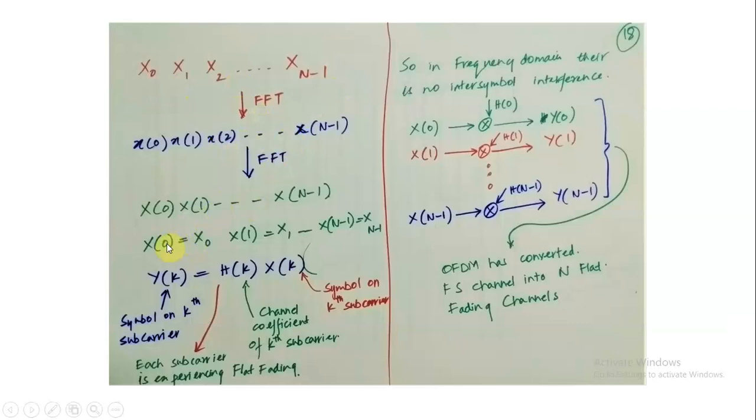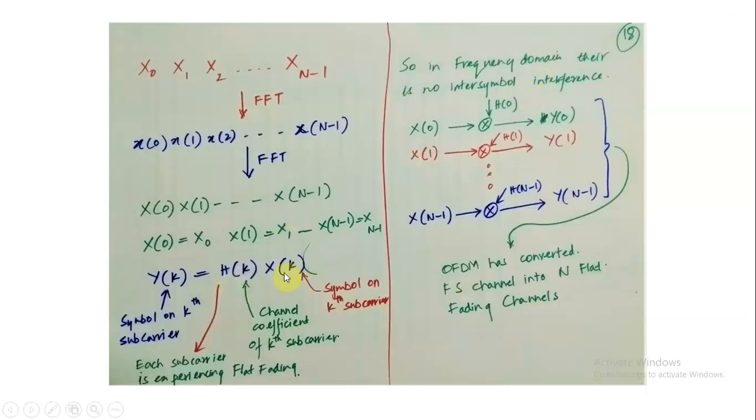So this x0 is simply equal to x0, at time instant 1 it would be equal to x1, and at time instant N minus 1 it would be equal to x_{N-1}. So the symbol on the kth subcarrier is experiencing flat fading. This is the channel coefficient, and the symbol on the kth subcarrier is given by this. So in the frequency domain, there is no inter-symbol interference. What we have done is convert the time domain inter-symbol interference channel, by adding the CP, into a channel which does not have interference in the frequency domain, as it is a simple multiplication.